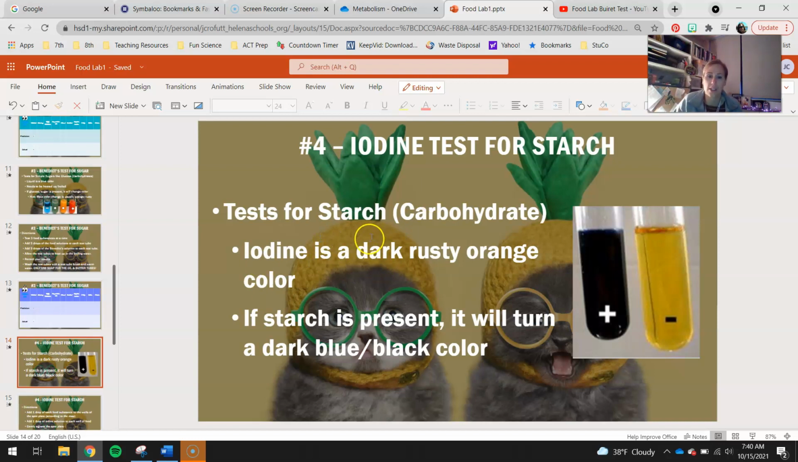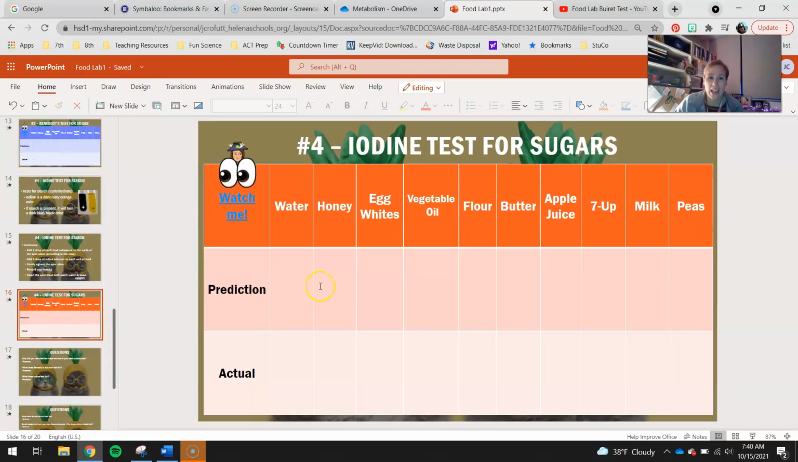All right, so test for starch. Iodine is a dark rusty orange color. If starch is present, it will turn this dark black. It's a really easy change to see. It's almost a dark purplish bluish black. And if it's negative, it stays this orange color. So if you guys go back to that picture of the water as your control, you guys again know that it stays negative, so it stays this rusty orange color, okay?